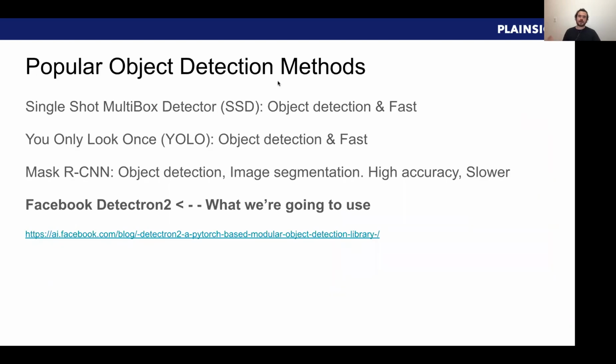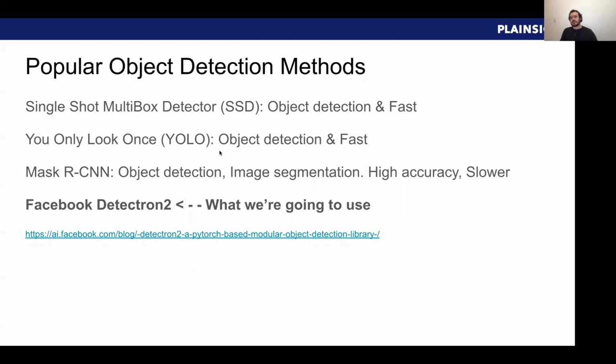So some popular object detection methods, a couple of these I talked about already. The Single Shot MultiBox Detector, abbreviated to SSD. It does object detection, like drawing those rectangles, and it usually does it very fast. Then we have YOLO, You Only Look Once. It does object detection, also tends to be pretty fast.